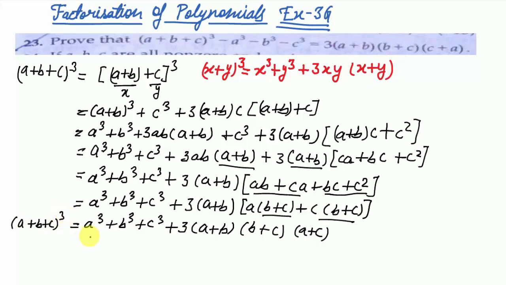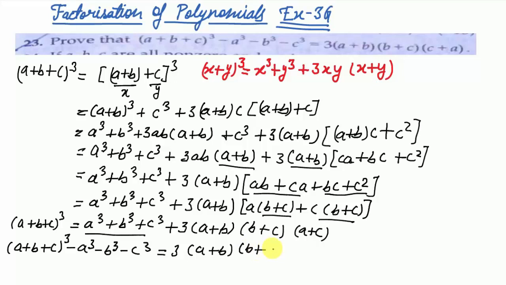So transpose these terms to the left hand side. So (a plus b plus c) whole cube minus a cube minus b cube minus c cube equals 3 into (a plus b) into (b plus c), and a plus c is written as c plus a. So hence proved. ये proved हो गया and this is our answer.